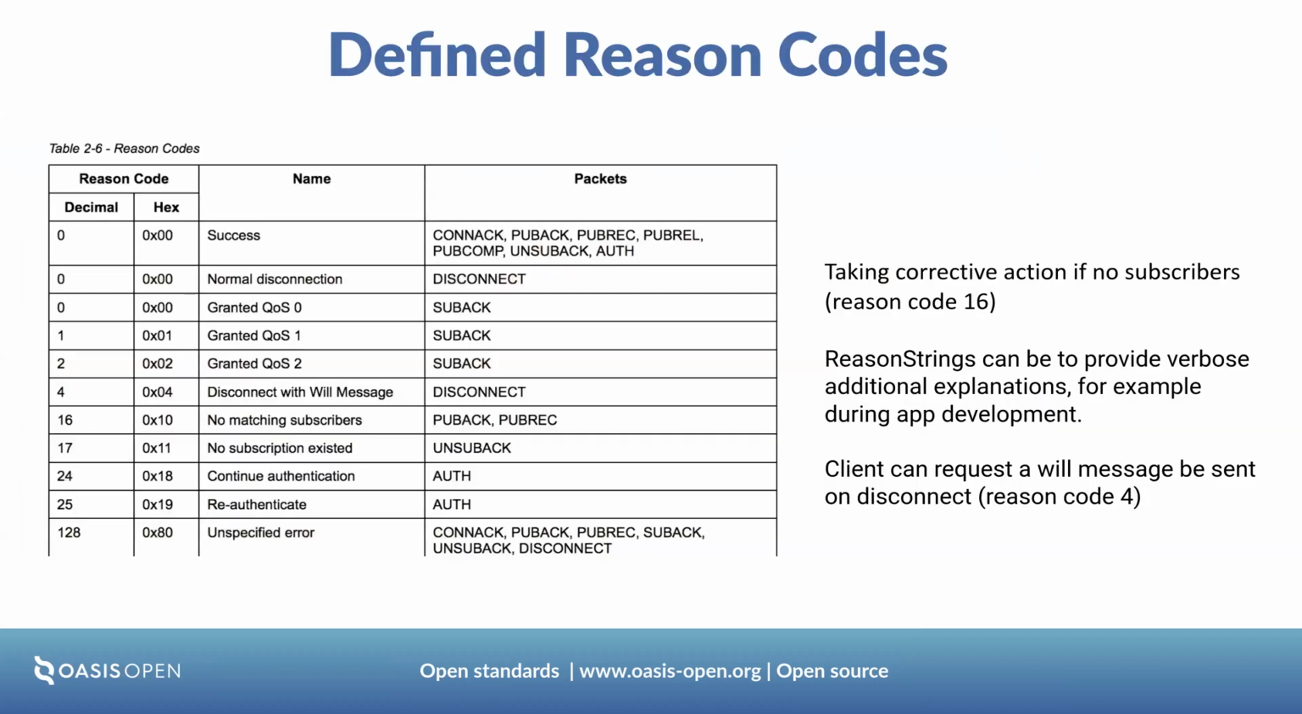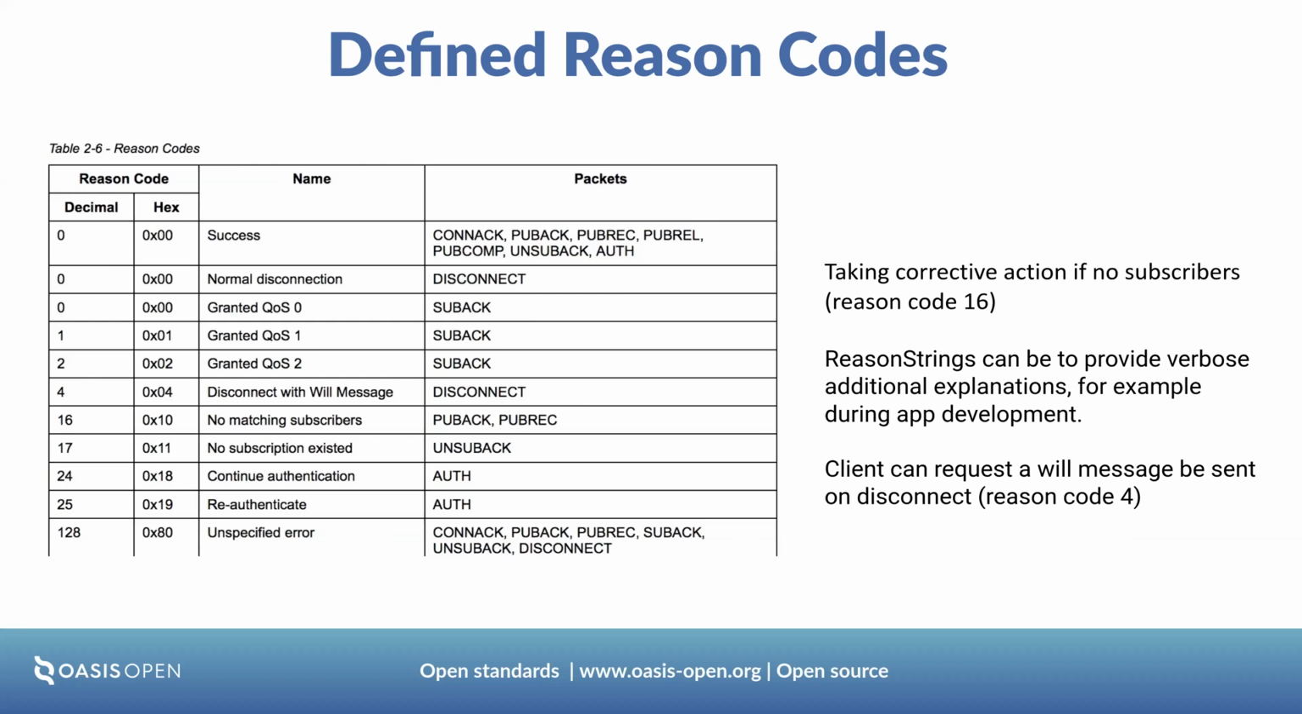So these are some examples of the reason codes that have been defined in MQTT 5. These are the set of successful return codes. Anything with a value of less than 128 is a successful return code. There's one unsuccessful on this table at the bottom there, 128. One of the examples here, we've got the granted QoS 0, QoS 1 and QoS 2 from the SUBACK, which is similar to what was in 3.1.1. A new one is reason code 16, which is no matching subscribers.